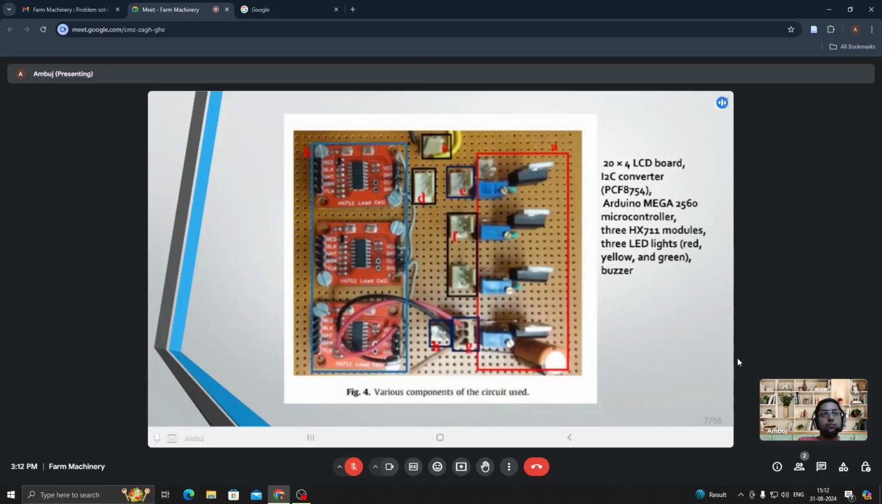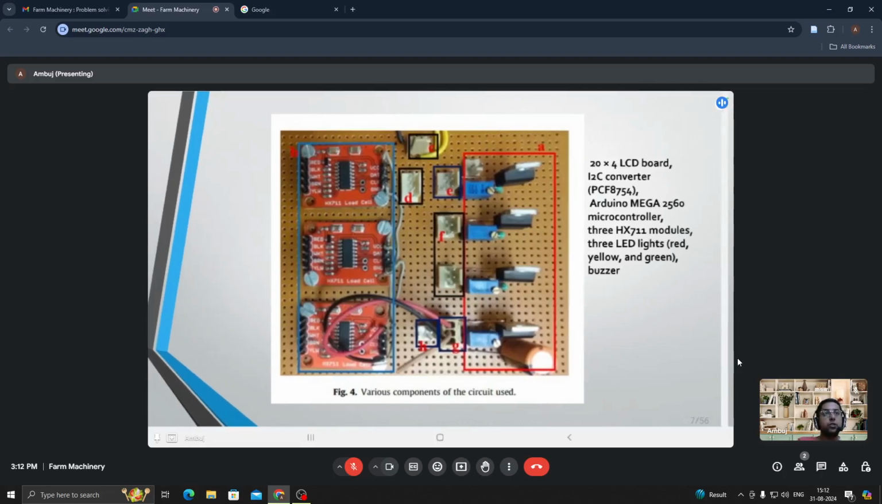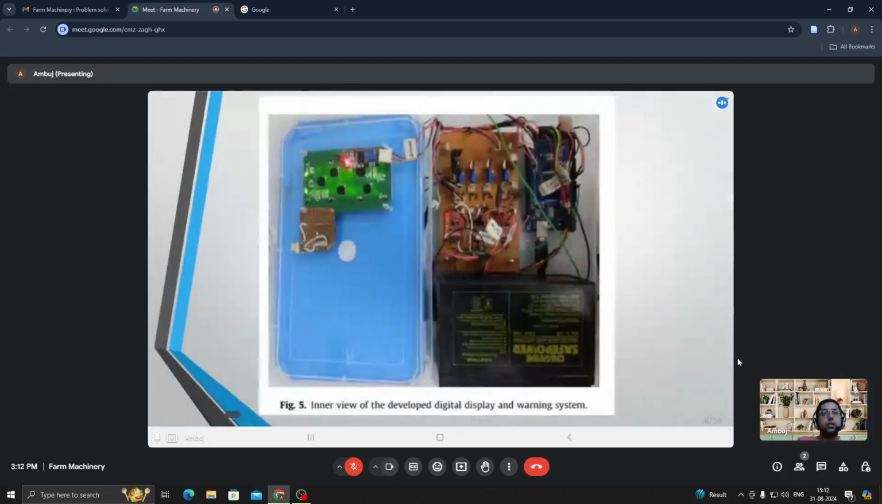PCF8754. Okay, this is the thing. For bridge communication, they must have used it. Then this is the entire digital display and warning system. Here, battery is fitted, circuitry is there.